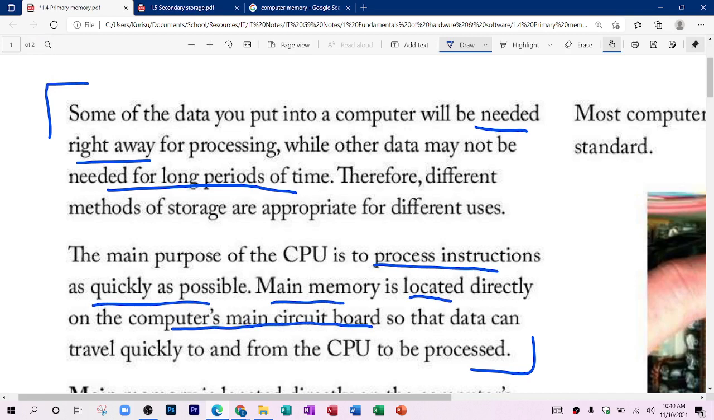Very good. So we have different types of data. We have data like your music files, your pictures, your assignment files, different types of documents on our computers and our devices. Now, based on the first paragraph, the need for those types of data can vary. For example, say a picture.